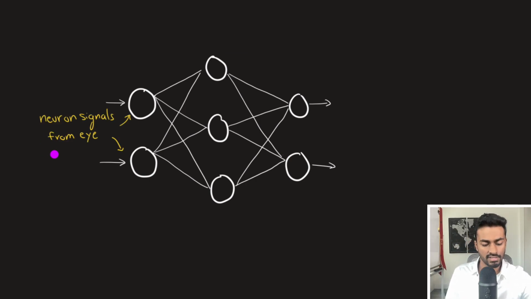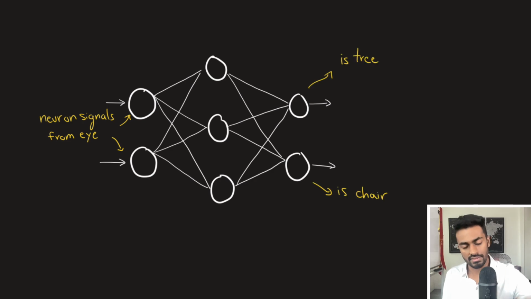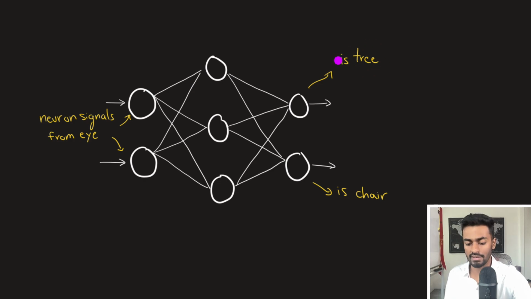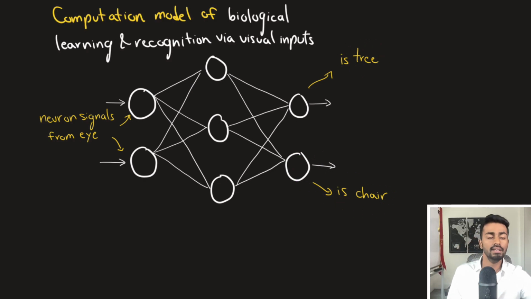Now, let's say that there is some signal that enters the eye. This is then going to propagate in the network where some neurons might fire and some might not. And this is going to be the response where one of these neurons can determine if it's a tree, and the other is if it is a chair, right? So this becomes a computational model of biological learning and recognition via some visual inputs. So this is kind of our photoperceptron right here.